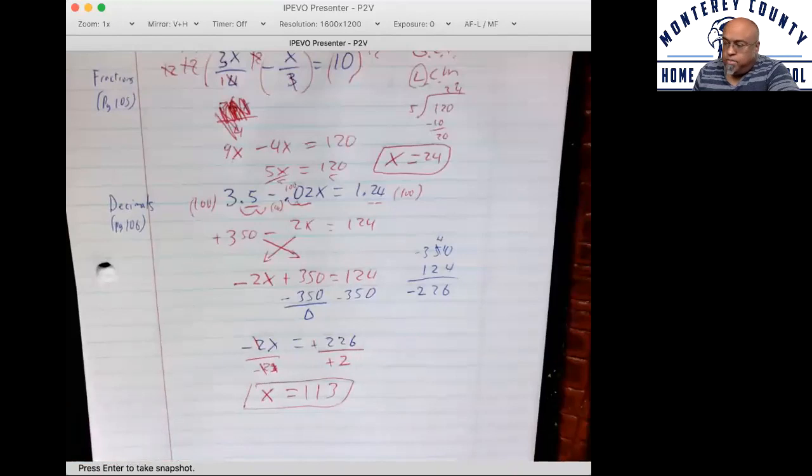Okay, I hope that helps. You can look at the lesson. It starts on page 105 and 106. I think there's a little bit of stuff on 107 to take a look at.